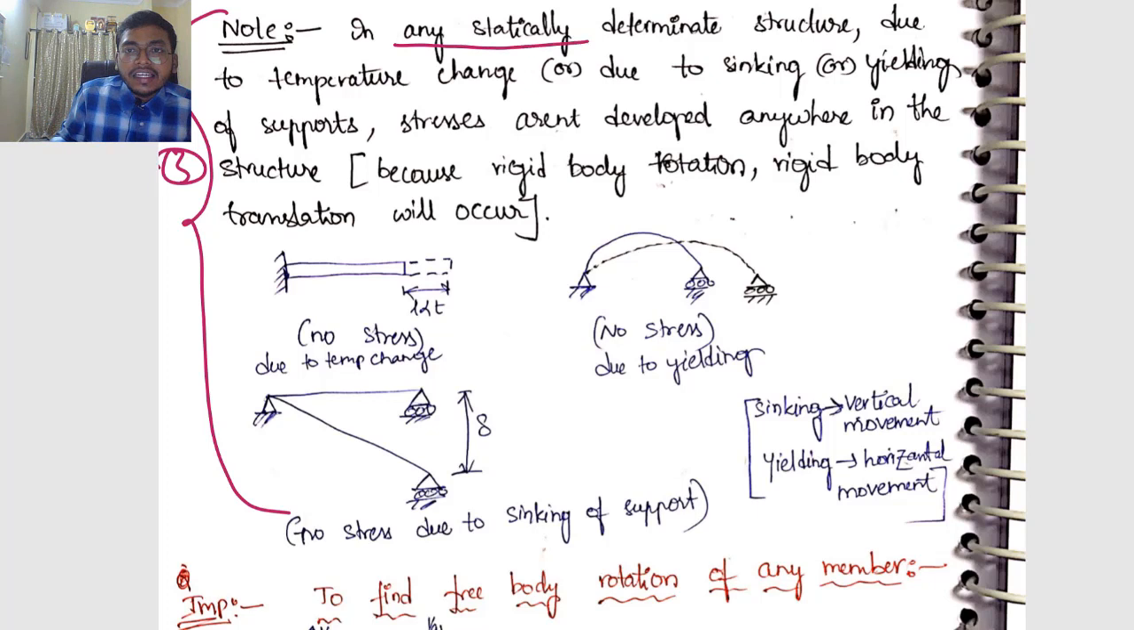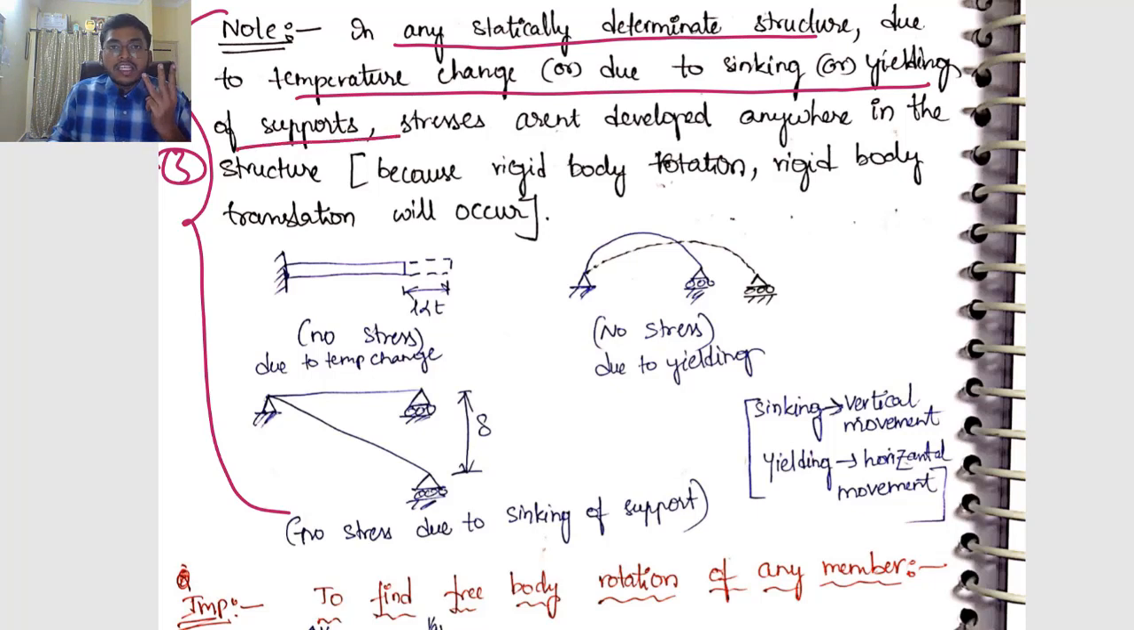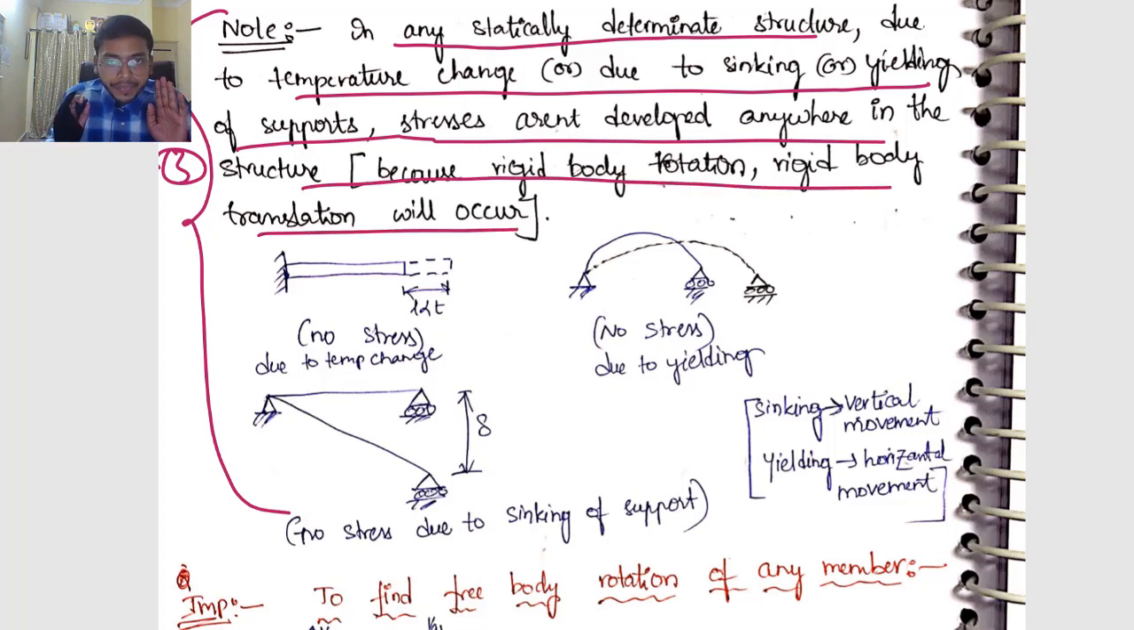In any statically determinate structure, due to temperature change or due to sinking or due to yielding of supports, no stresses are developed anywhere in the structure because rigid body rotation or rigid body translation will occur. What he is trying to tell is, if we have a statically determinate structure, because of the temperature change or because of the sinking or because of the yielding, there won't be any stresses developed in the body.